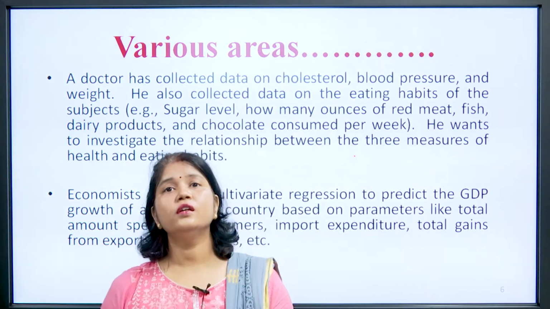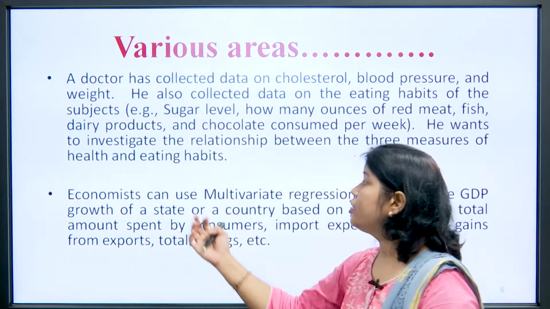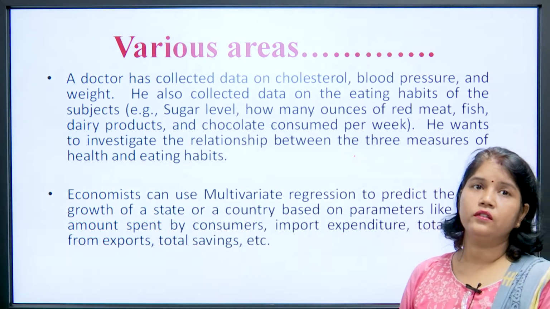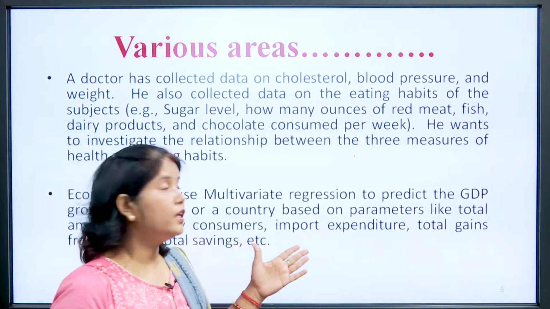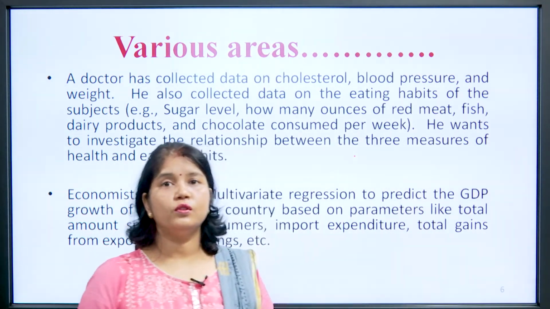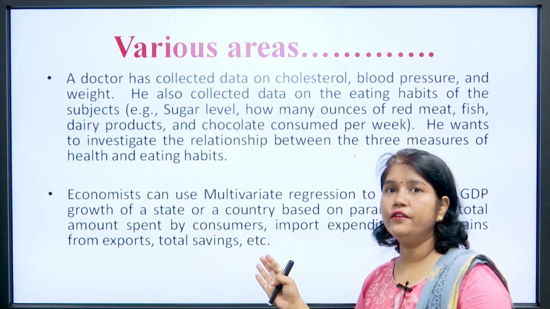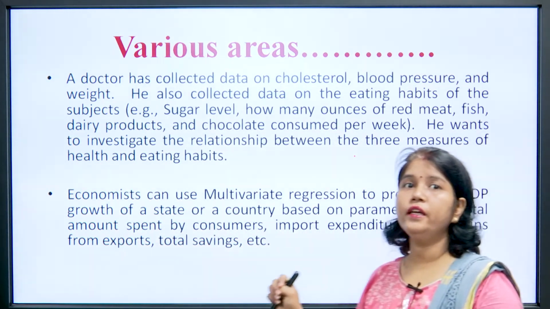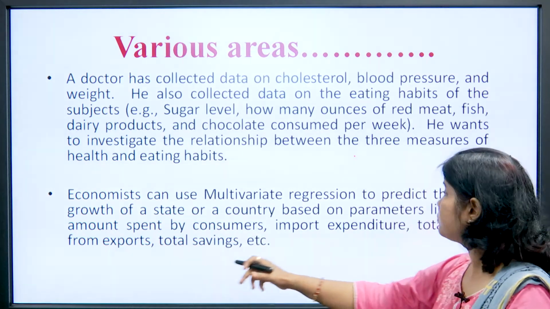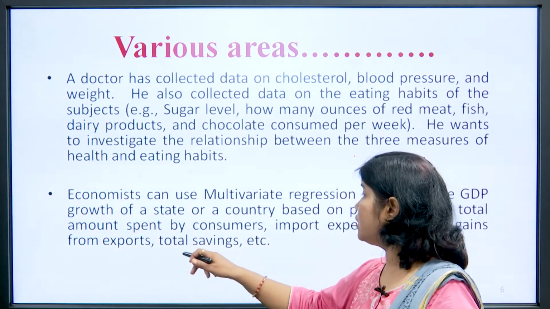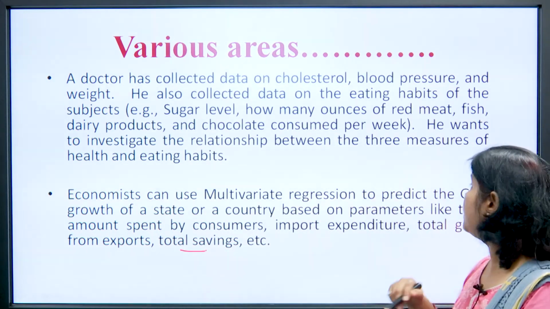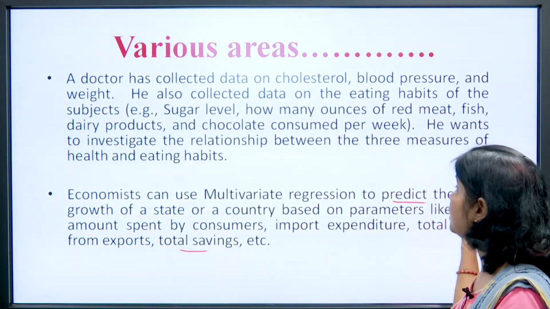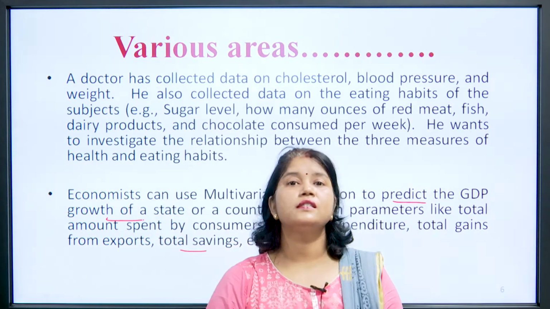And one more area you can see, economists can use multivariate regression. How? For what? To predict the GDP, the growth of the state or the country, based on parameters like what? Like gains from export, total savings, and so many other factors. Then economists will find out and predict the GDP growth of the state.